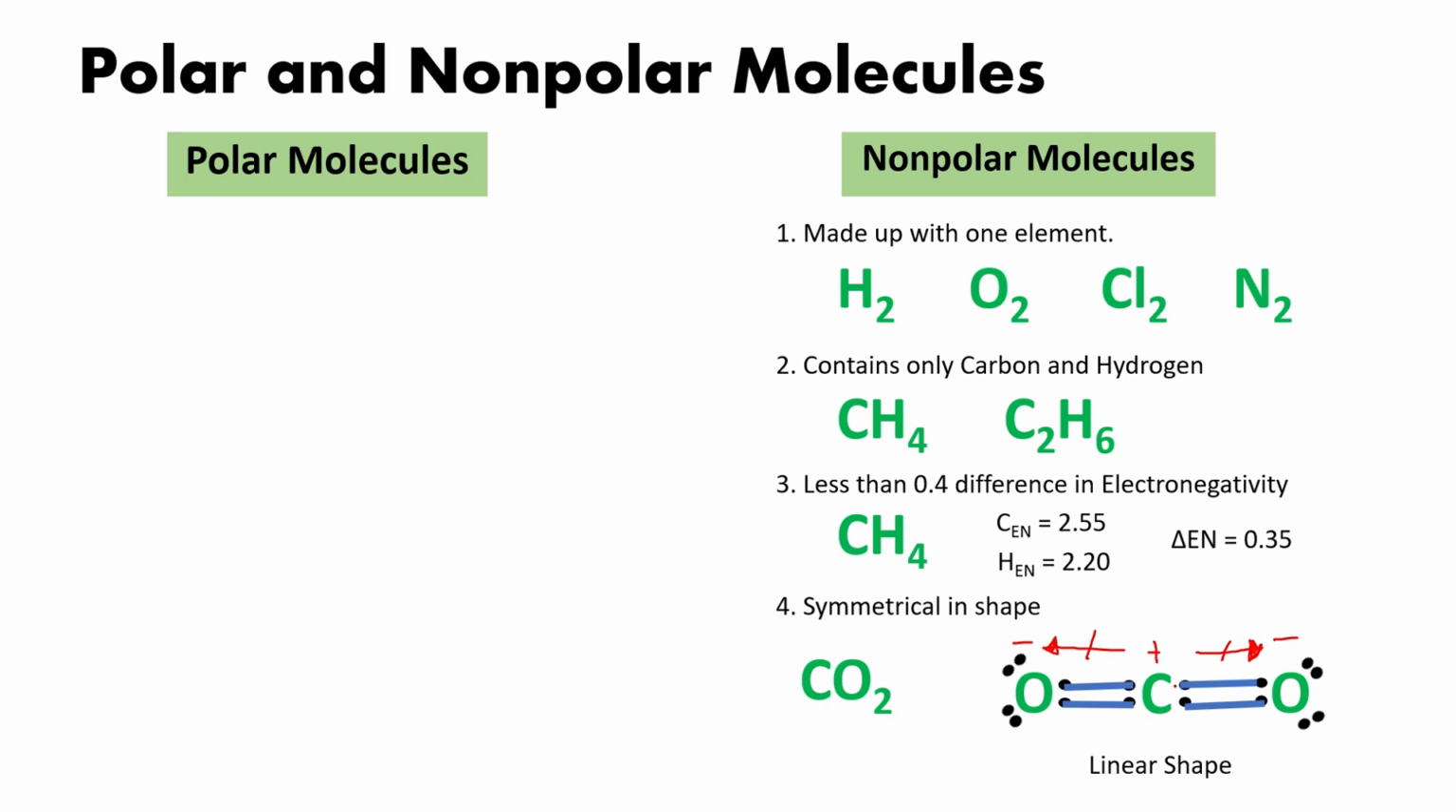Okay, so to make it polar, the arrow should not be canceled out. For example, if one element is negative and the other element is positive, the direction of the arrow should be only one direction. There should not be any other arrow that can cancel this out. That's why if the shape is symmetrical, although they have a difference in electronegativity, the difference is being cancelled out.